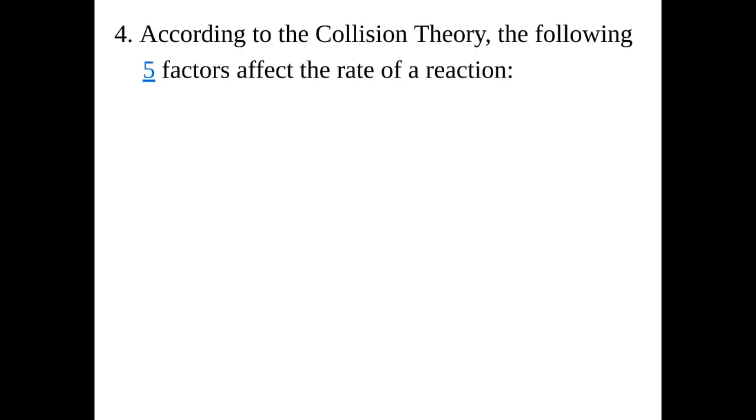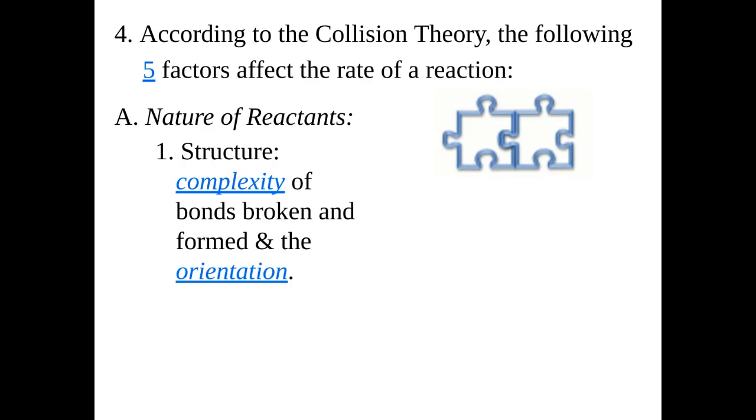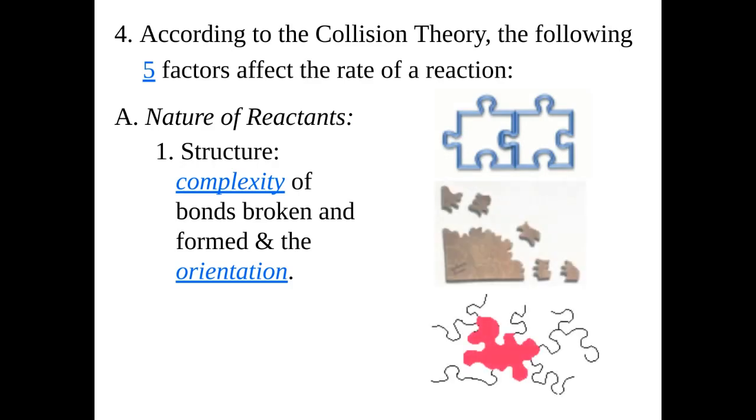So there's 5 factors that affect the rate of reaction. One of them is the nature of the reactant, so how complex the structures are. The more complex the bonds that have to be broken and formed, and the orientation, the longer it's going to take. It's kind of like putting together a puzzle, right? If you have what you consider a standard puzzle, you might be able to put that together very quickly. You're able to get the right orientation of those pieces. But when you start getting into crazy looking puzzle pieces, it's going to take quite a lot longer to get them orientated the right way. It's the same kind of thing with that.